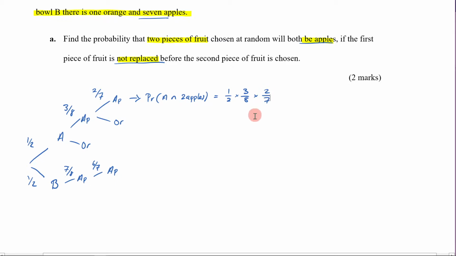So as you can see here, all that I'm doing to solve this is multiplying across the tree. That's what that is here. And then I'll do the same thing down here. I'll go, well, what's the probability of B intersection of 2 apples? And that's going to be 1/2 times 7 on 8 times 6 on 7.